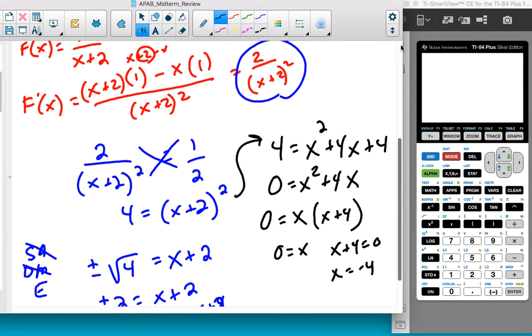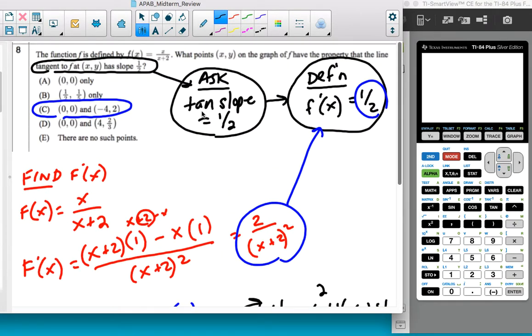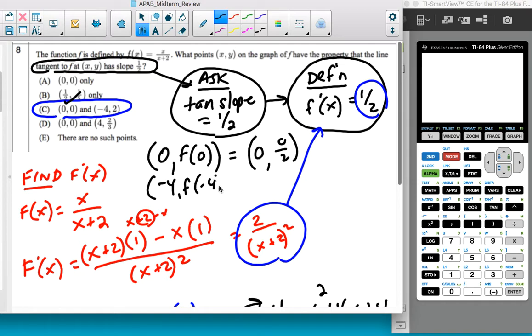When it comes to finding the y value, you would plug back into the original if you needed to do it. Just to be super clear, though, I don't really think there's a huge incentive, but I would do 0 and then f of 0, which is 0 over 2, so hence (0, 0). And I would do negative 4 comma f of negative 4, which, if I plug in, is a negative 4 over a negative 2, which is how we get an answer of (negative 4, 2). So answer C.